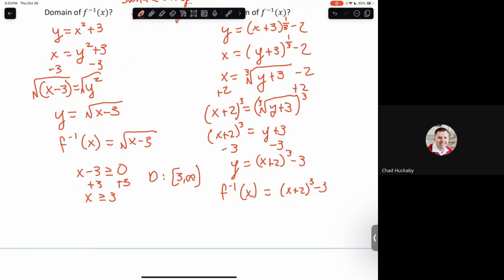So what real numbers can I add the number 2 to? Is there any real number that I can't add 2 to? No, you can add 2 to any number you want to. Is there any number that you can't multiply by itself 3 times? No. So our domain is negative infinity to positive infinity. There are no restrictions.